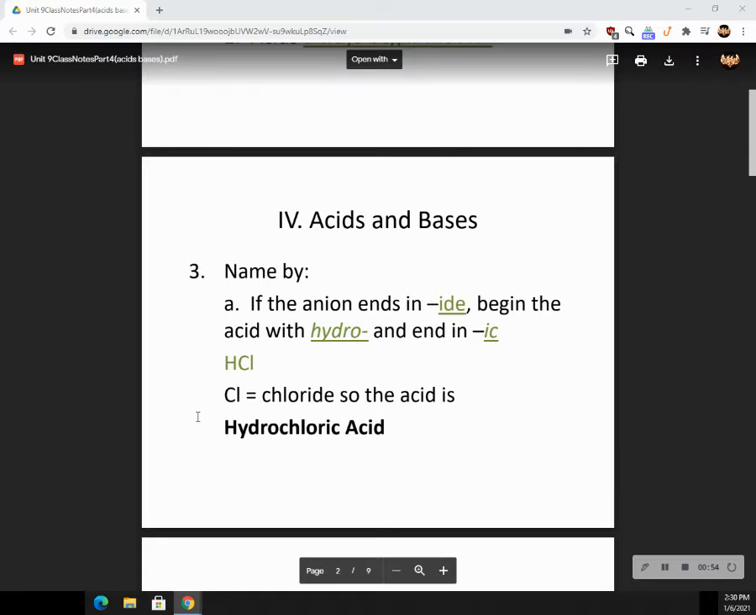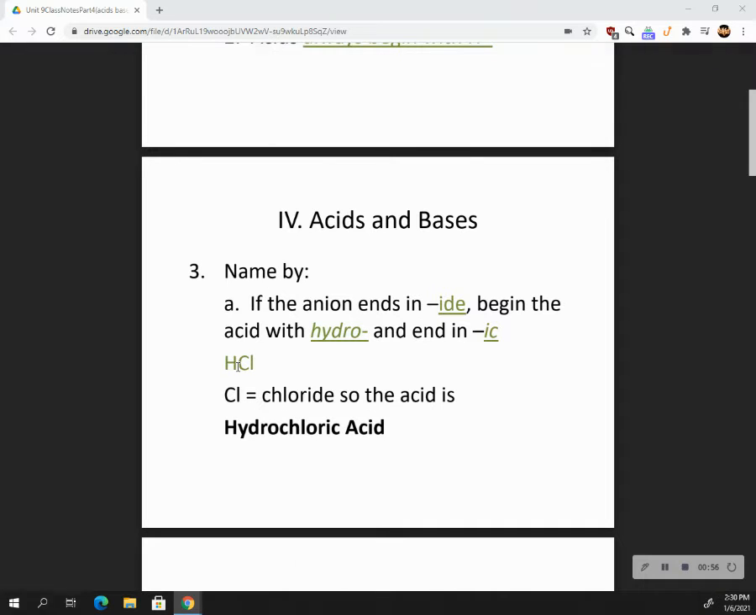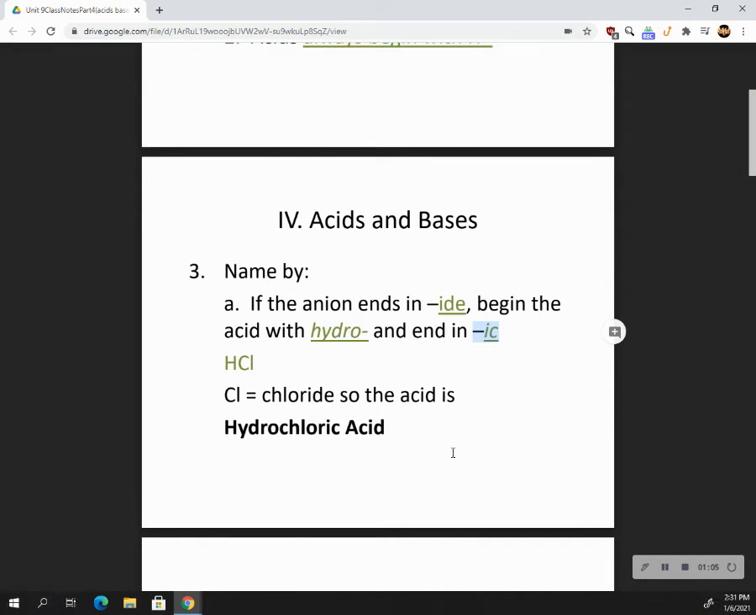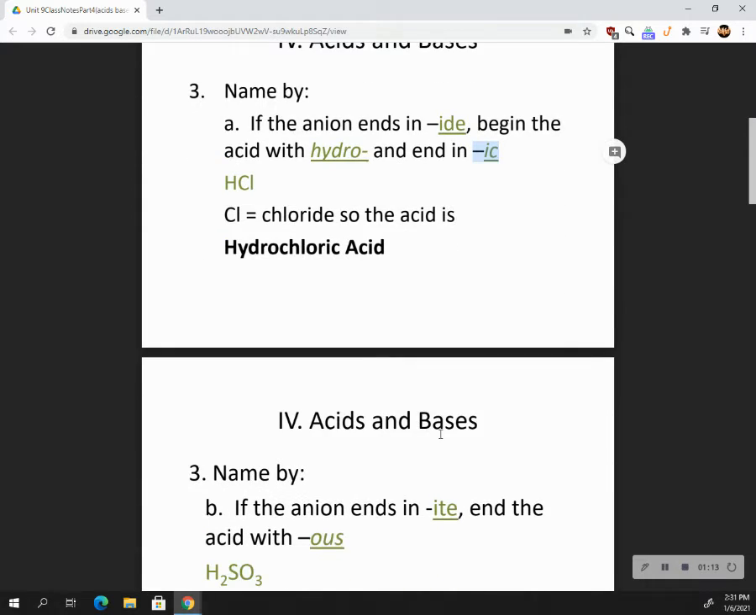So for instance, if we have this one, which is HCl, we have a hydrogen in front, we have a Cl, so we know it has to be ic to end, and hydro is the hydrogen that we have, so hydrochloric acid. I'm sure you've heard of hydrochloric acid, even if it's in like a horror movie or something, talking about how it can burn the skin of somebody that's around.